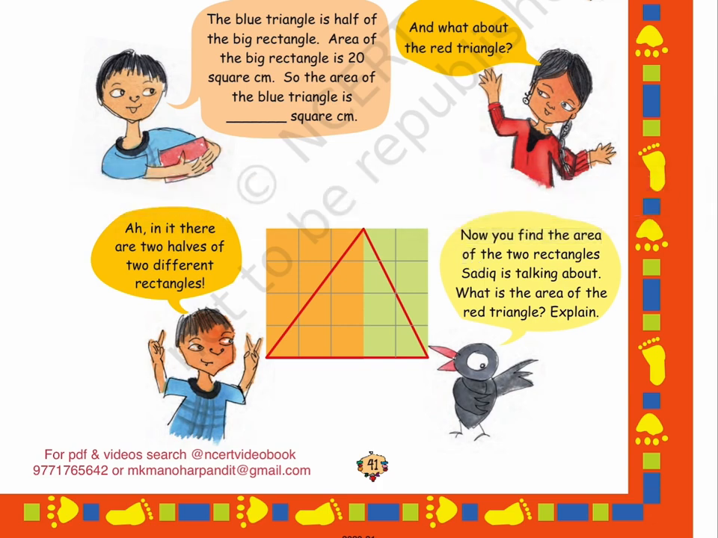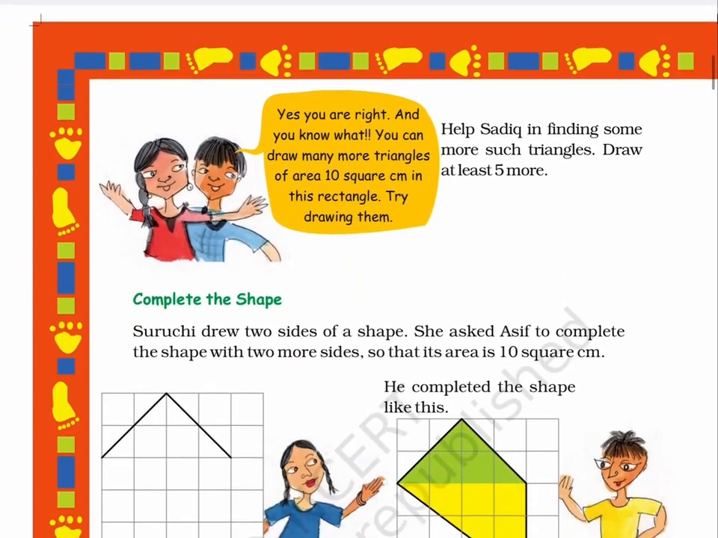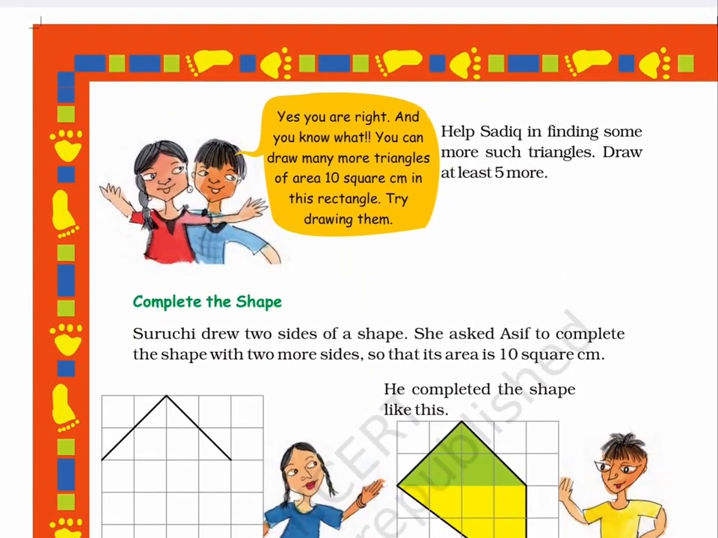And then we see a bird on the bottom right of the page telling us, "Now you find the area of the two rectangles Sadiq is talking about. What is the area of the red triangle? Explain." Page 42. Sadiq says, "Yes, you are right. And you know what? You can draw many more triangles of area 10 square centimeters in this rectangle."